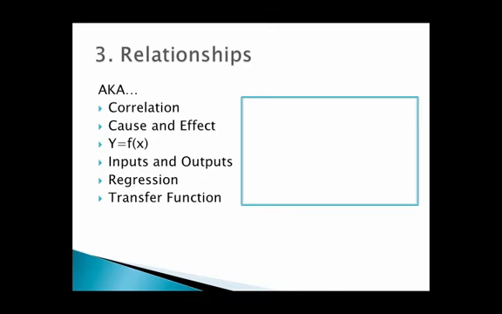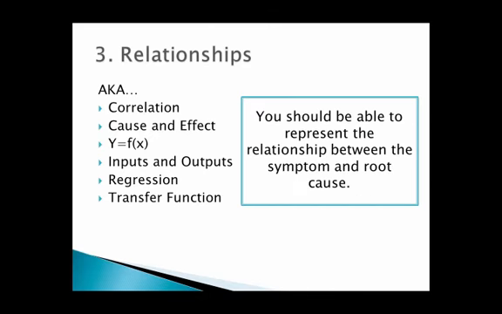Those are your inputs and your outputs. If you're an engineer like me, you're using regression or a transfer function. Basically what you're trying to do is represent the relationship between the symptom you're seeing and the potential root causes using math, right? You should be able to have a mathematical relationship showing the cause and effect. If you can't do that, then you don't really know if you've found root cause, and you're basically just guessing.